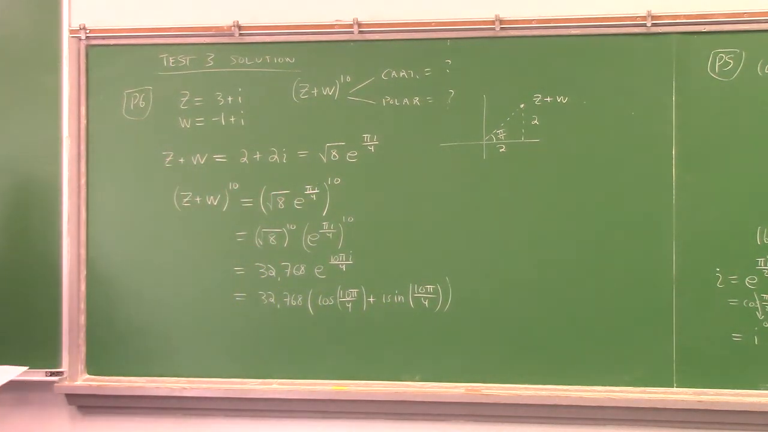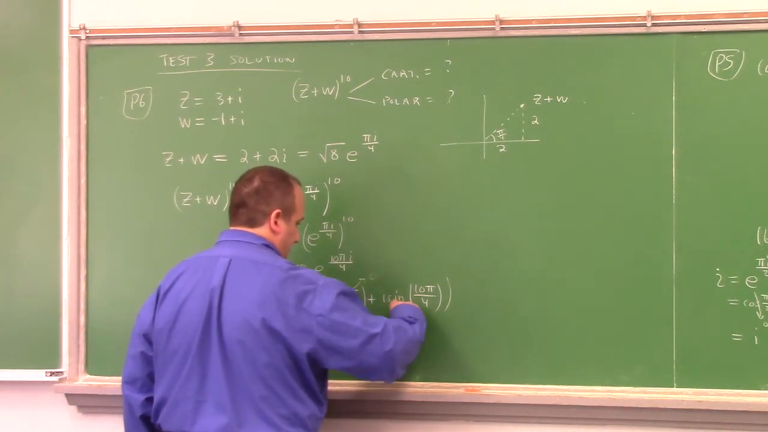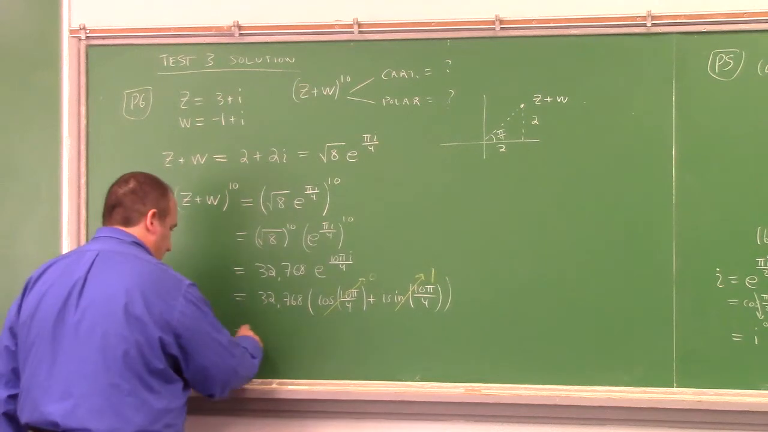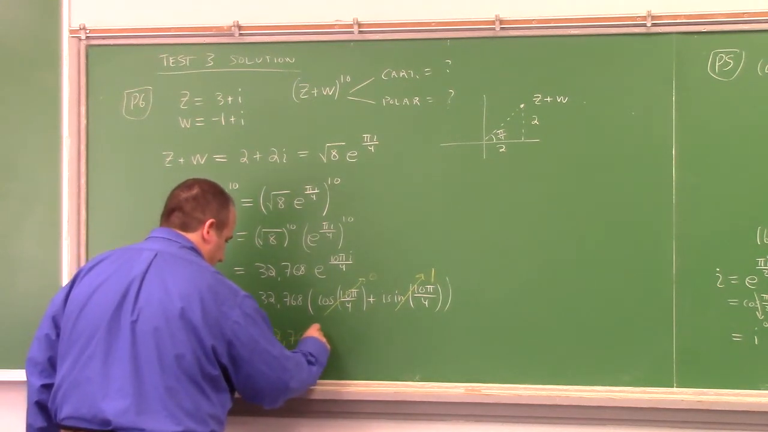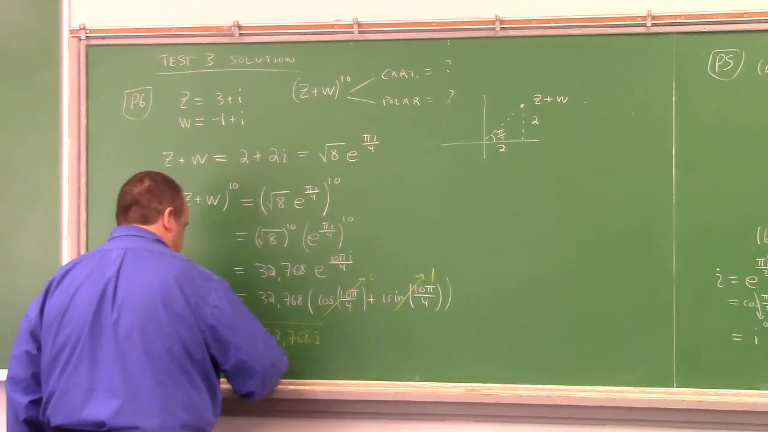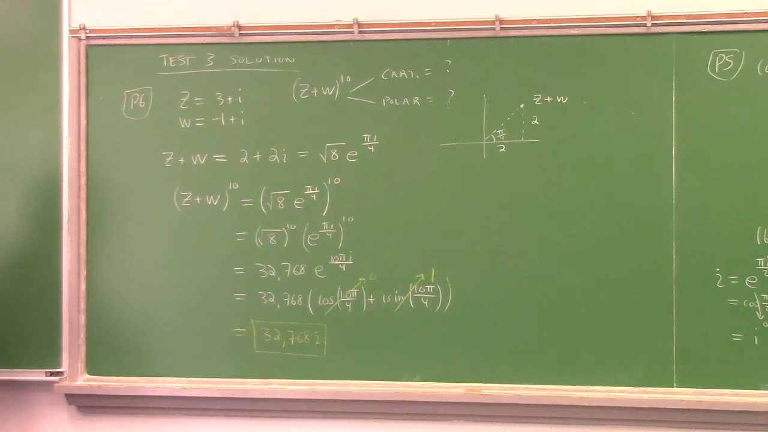Which is i, actually, because the cosine of 10 pi over 4 is 0, and the sine of 10 pi over 4 is 1. So we got 32,768 i. So there you go. That is the Cartesian form of the answer. 0 plus that if you want to be fussy.